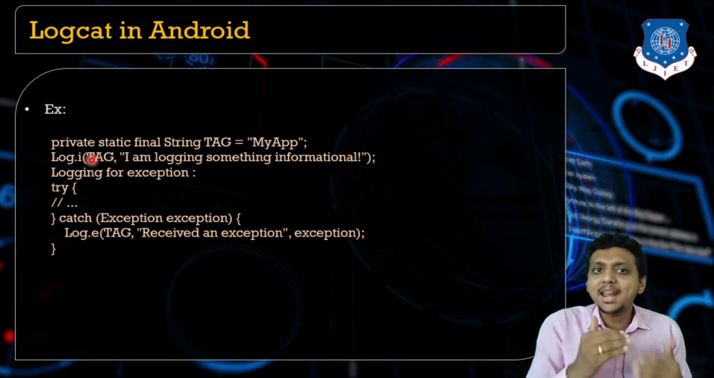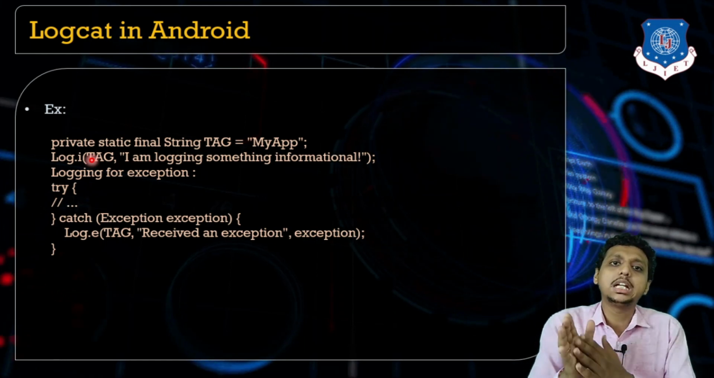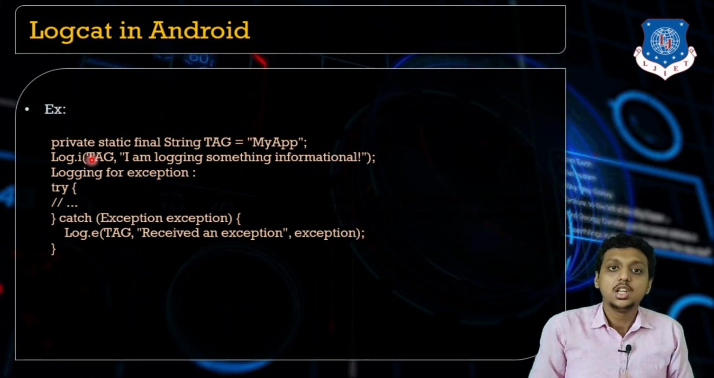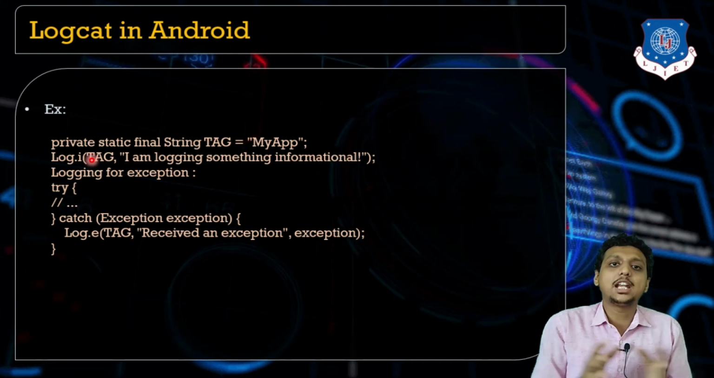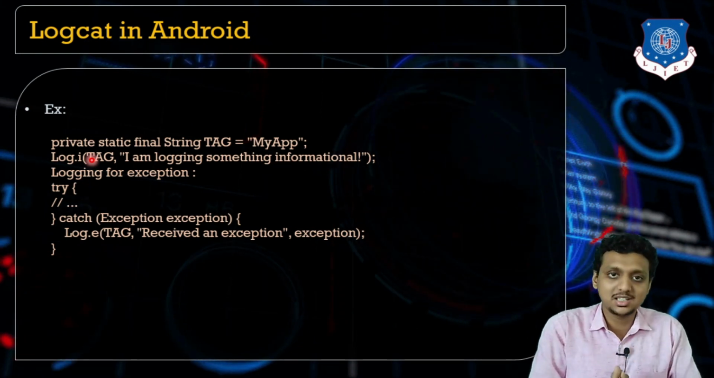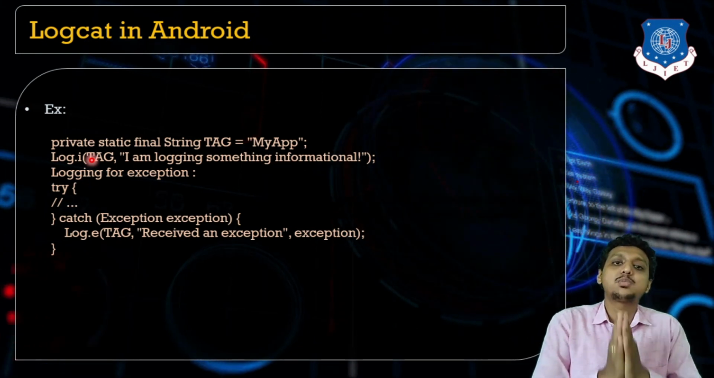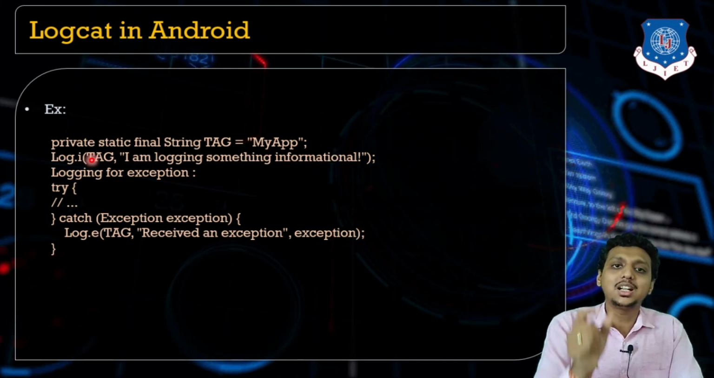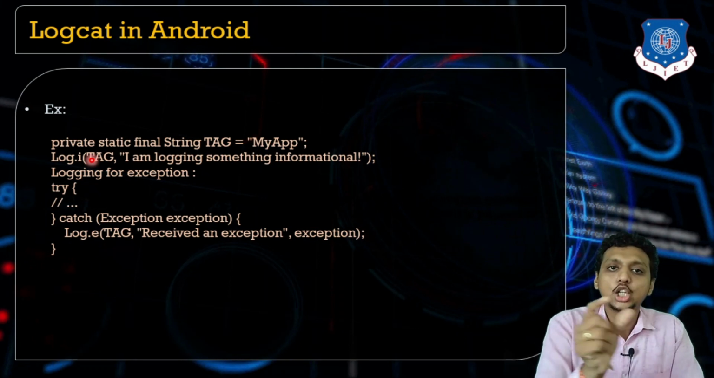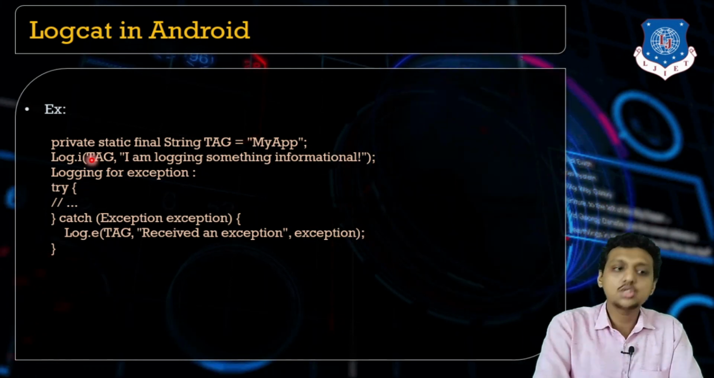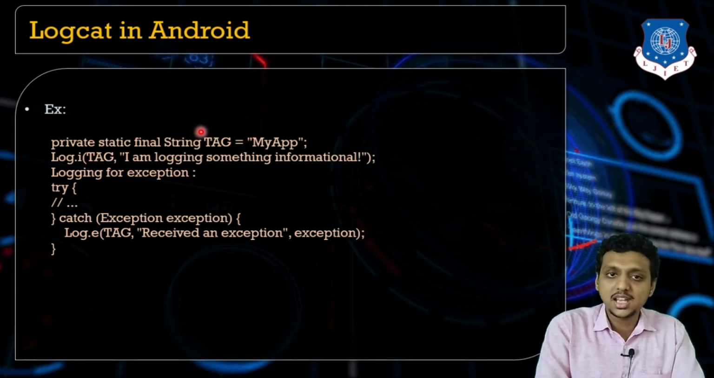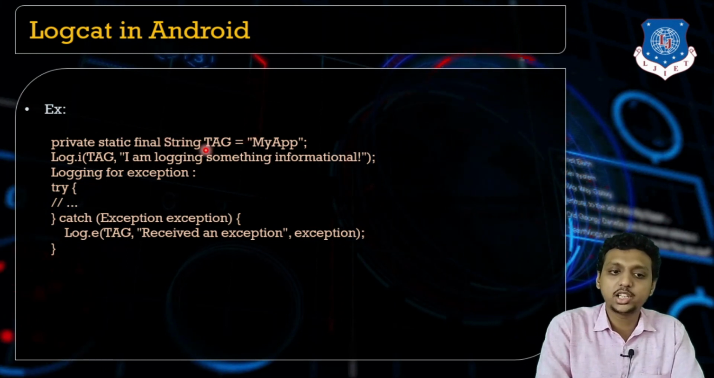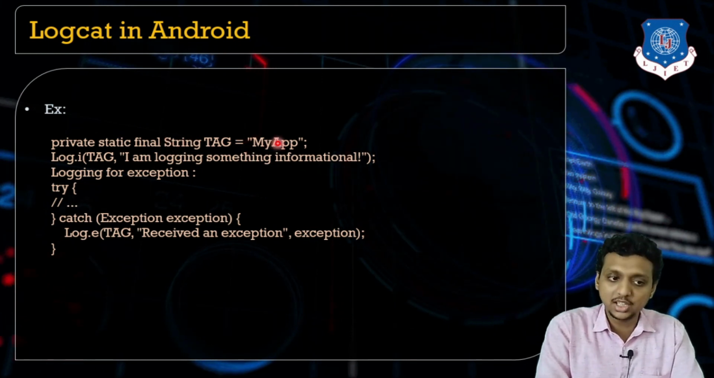The same concept applies to a tag. Here, various logcat messages, various log messages, are there. You can assign a specific tag to a message, so whenever you want to filter messages by tag, you can do that. So how can you define a tag? A tag is nothing, it's a final static string. The tag is my application.